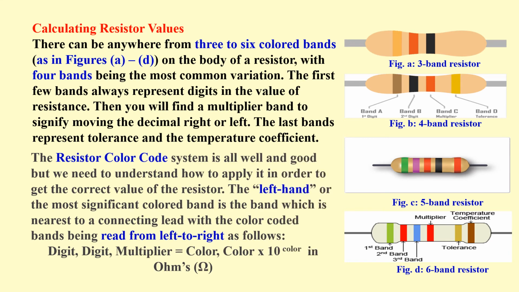The resistor color code system is all well and good, but we need to understand how to apply it in order to get the correct value of the resistor. The left hand or the most significant colored band is the band which is nearest to a connecting lead, with the color-coded bands being read from left to right as follows: digit, digit, multiplier equals color, color times 10 to the color in ohms.